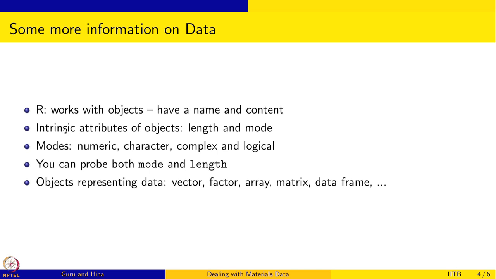The objects have intrinsic attributes like the length and mode. If you ask for the length of an object, it will tell you its size, and the mode is whether it is numeric or character or complex or logical, like true, false, etc. Of course, you can use both the mode and the length commands to probe the intrinsic attributes of any given object. And objects representing data can be of many different types: vector, factor, array, matrix, data frame, etc. We have seen tables and matrices and data frames, etc. So there could be much more detailed information, and this might become very important if you get into R programming.